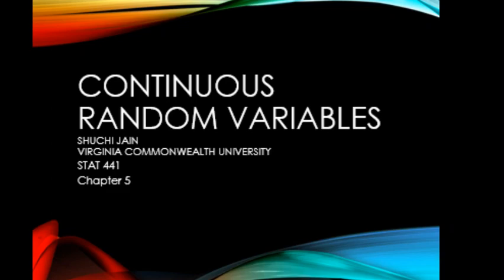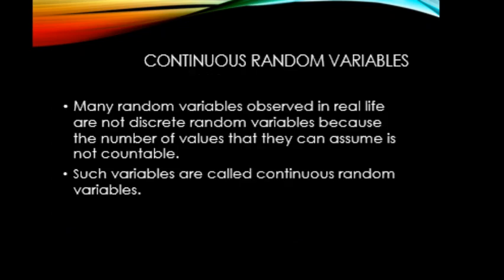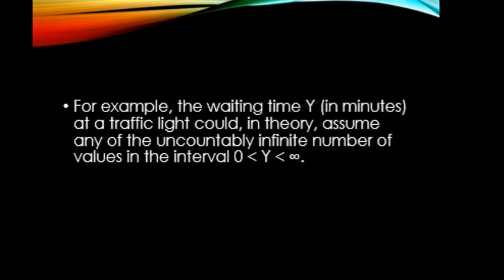In this lecture, we will learn about the continuous random variable and the probability distribution of a continuous random variable. So far, we have discussed the discrete random variable, but in many real life situations, in many experiments, the random variable that we observe is not a discrete random variable. That means the number of values are not countable, and such variables are called continuous random variables.